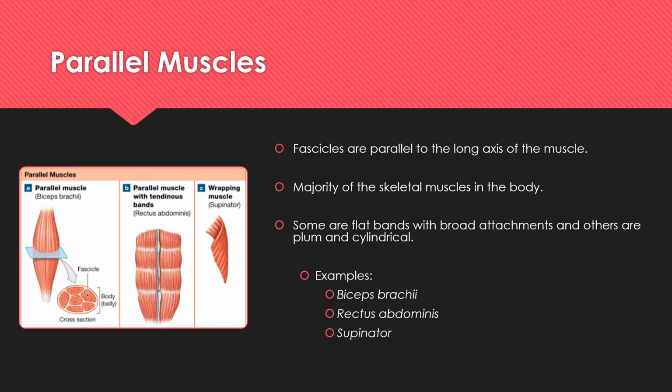So the first type of muscles that we're going to talk about are the parallel muscles. You can see that the fascicles are parallel to the long axis of the muscle. These are the majority of skeletal muscles in your body. Some of these might be flat in structure with broad attachments, and others might be plump and cylindrical. Some examples you can see are the biceps brachii, the abdominis muscles, and the supinator muscle.